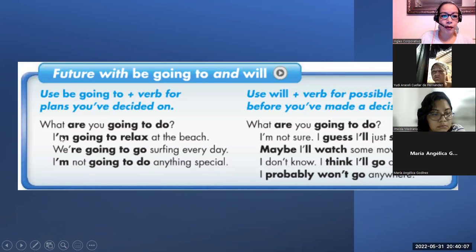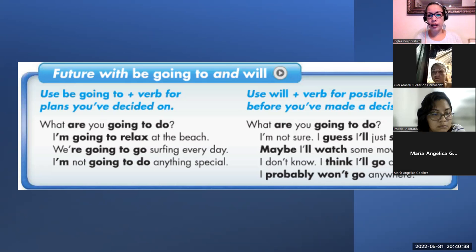So in this, remember, be going to quiere decir que vamos a usar una forma del verbo to be, ya sea am, is, o are. Luego la expresión going to. Y seguidamente de going to, vamos a poner el verbo sin modificarlo. No le vamos a poner ing, no lo vamos a poner en tercera persona, no. Okay. If it is will, es para planes posibles, si no estamos seguros, si no hemos decidido nada aún.